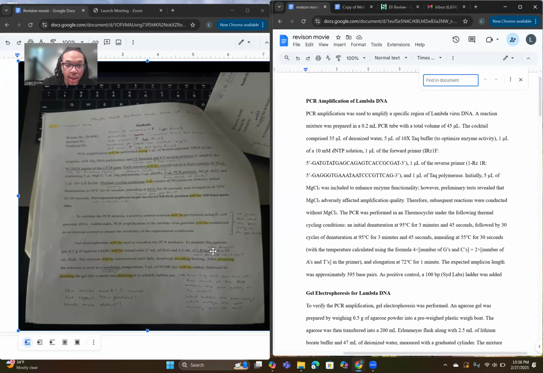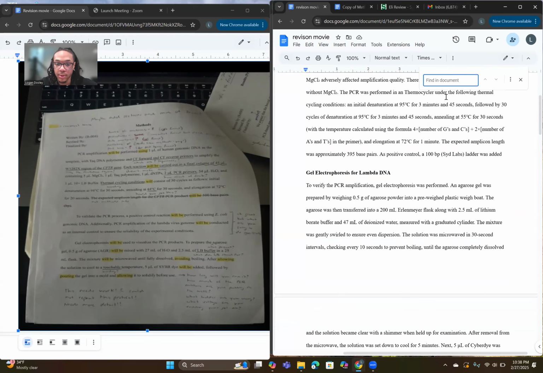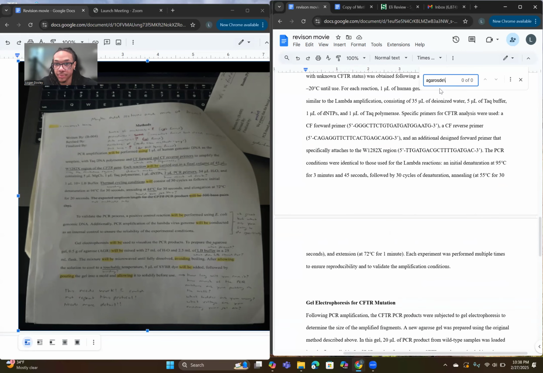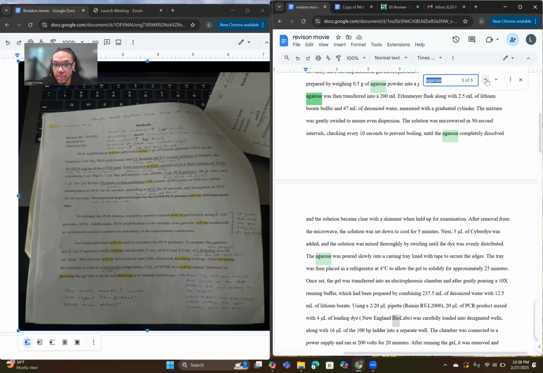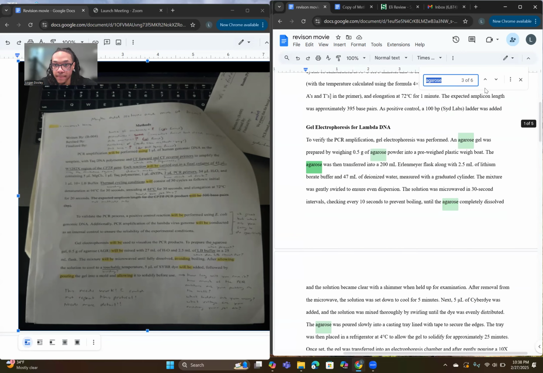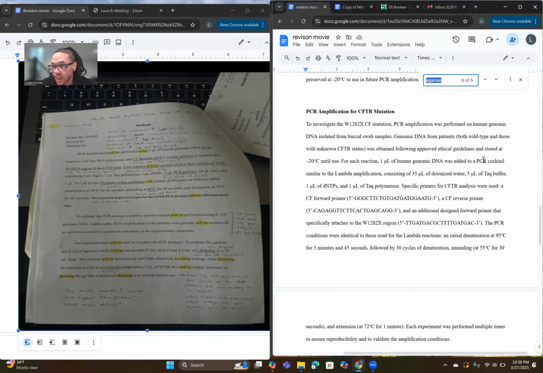Somewhere I believe over here. Okay, so right here it says what percent. I believe it's talking about the agros. I made sure to add the percentage of agro. So right here, we have 0.5 of the agros, and I made sure to add the percentage of that, 0.5 grams.